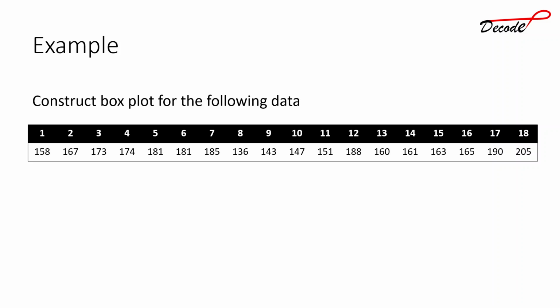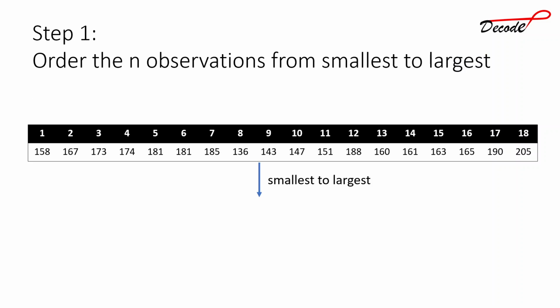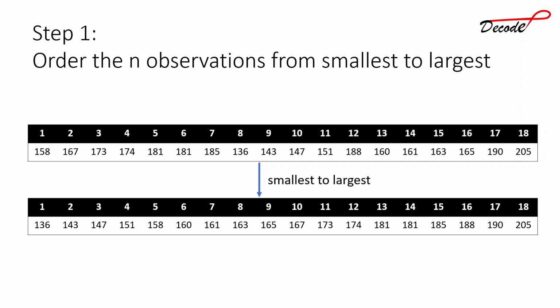Here is an example for constructing the box plot for the following data. We have this data. The very first step in constructing the box plot is to order the observations from smallest to largest. So if I order the observations from smallest to largest, the resulting table would be like this.